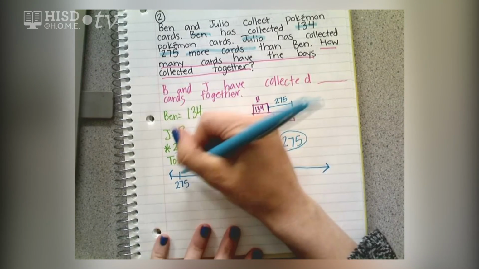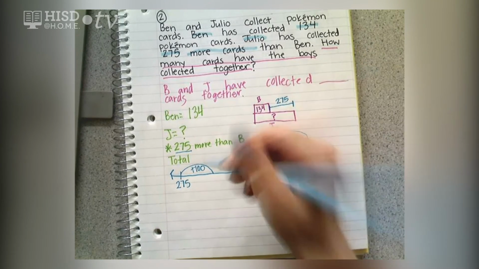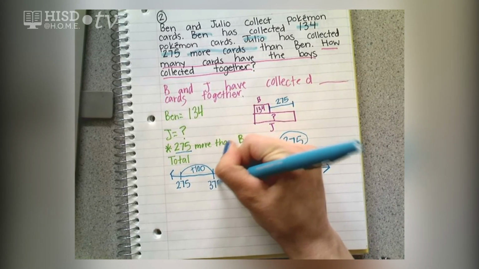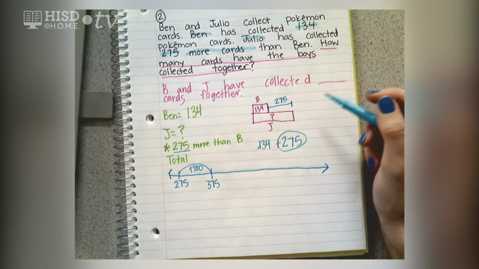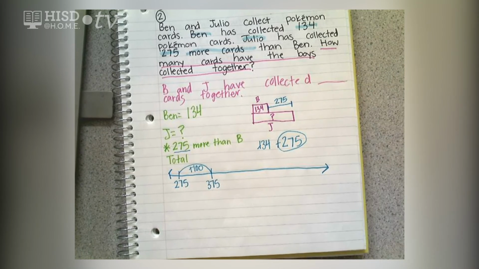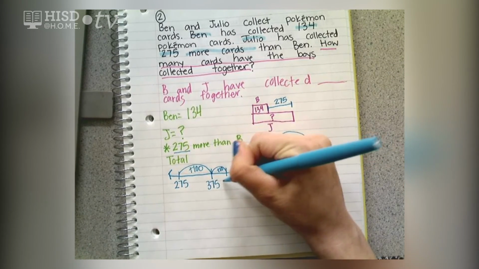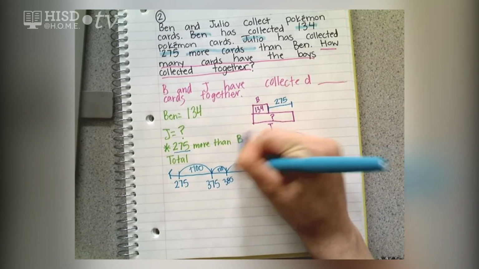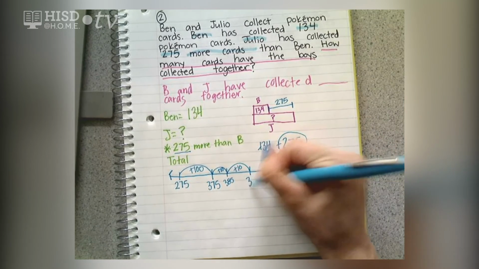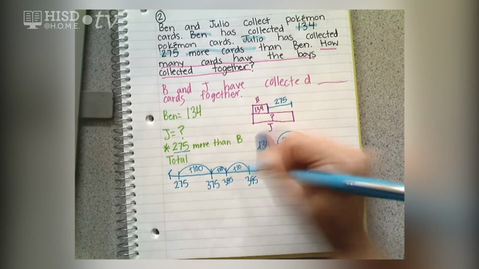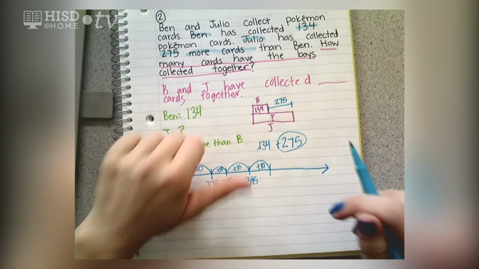I'm going to add 100 first. Plus 100. 275 plus 100 should be 375. Same number, just 100 more. So I got that. Now I need to add 30. I think I'm going to start by adding them 10 at a time. Plus 10 is 385. Plus 10 is 395.